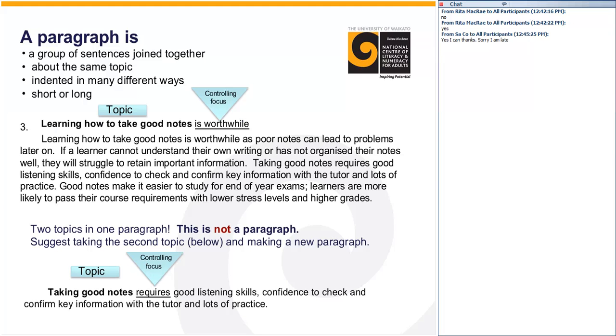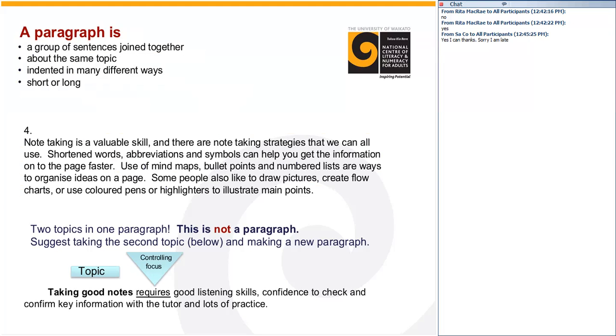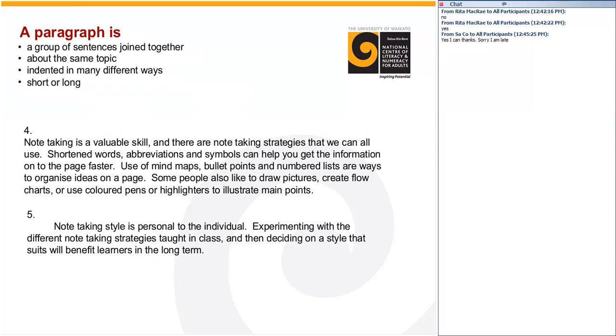So, another example here, a paragraph, again, with our checklist. I'll give you a minute just to read these. Are they paragraphs? Okay. The sentences are joined together. Good. Yep. About the same topic. Indented in many ways. Yep. We've got justified and we've got indented. Short or long. We've got a long one and a short one. So are 4 and 5 paragraphs? Yes, they are.